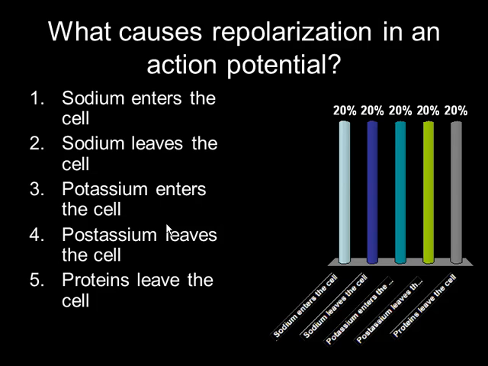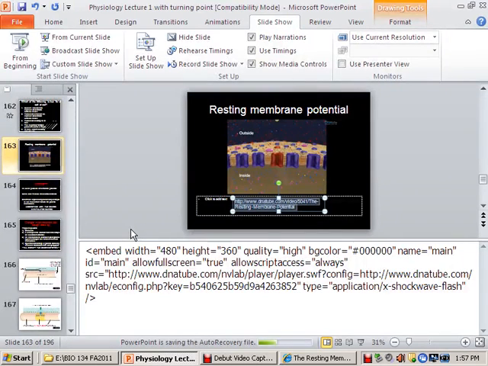Remember the myoglobin story? When you cook a cell and you destroy its membrane, the myoglobin proteins leak out. When you have a heart attack, things called creatine kinase, little enzyme proteins, leak out of your heart and go into your blood. Proteins only leave when the cell dies. So what's the right answer here? 1, 2, 3, 4, or 5? Number 4, potassium leaves the cell during repolarization.